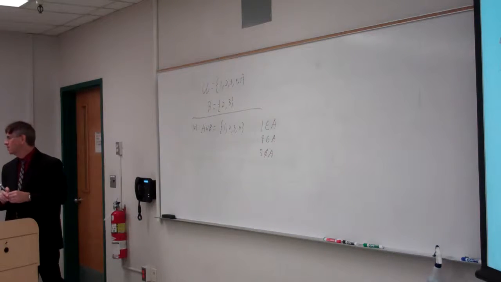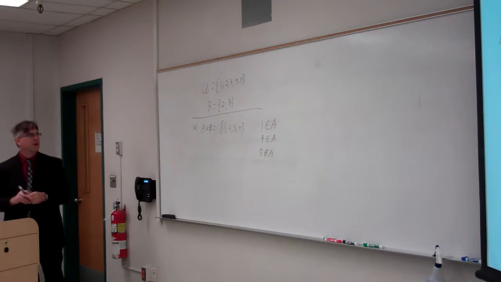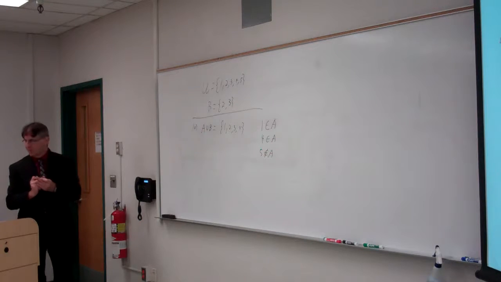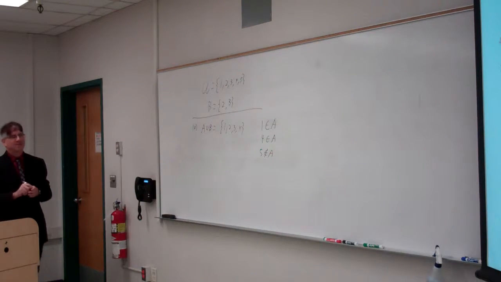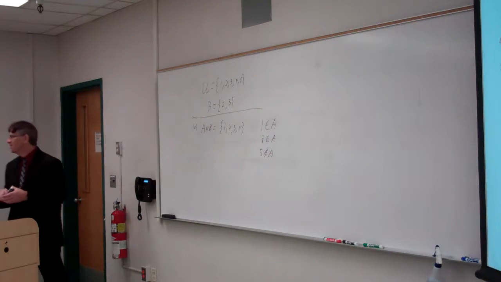It's really all we can say is A complement B is 1 and 4, and 5 is not in A. That's what you said, right? I think that's what I said. I was trying to think about that late at night. I think that's correct. Pretty sure it's good.